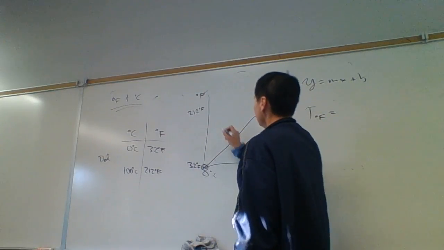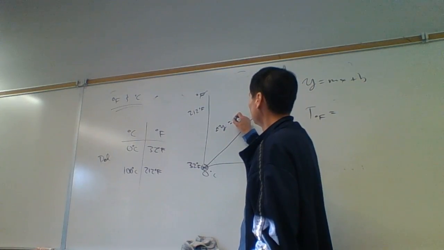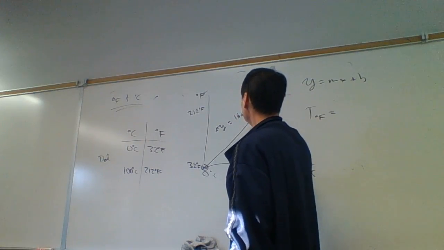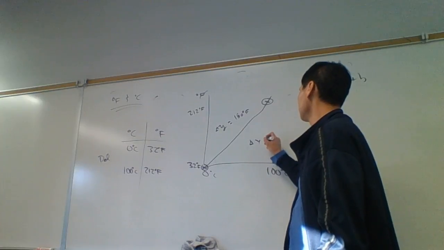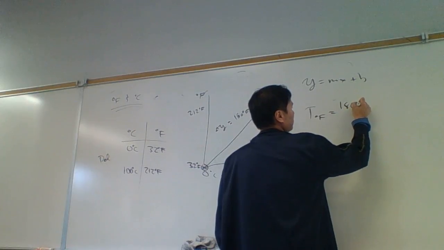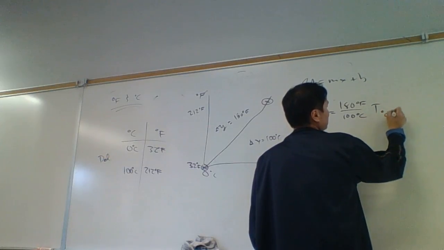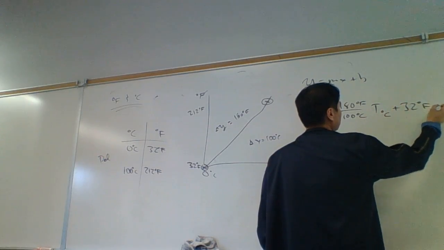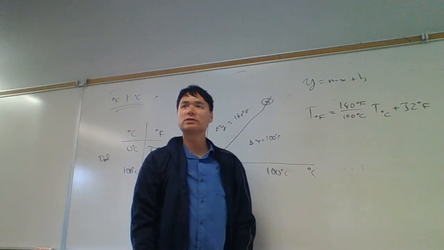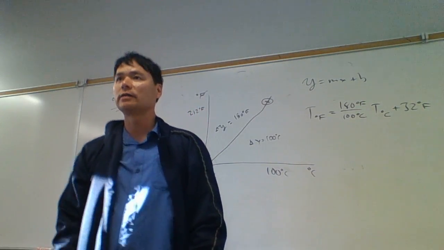m is the slope. So what is delta y? 212 minus 32 is 180 degrees Fahrenheit. Delta x is 100 minus 0, which is 100 degrees C. And so the slope is 180 degrees Fahrenheit over 100 degrees C. x is the temperature in degrees C. b is the intercept, which is 32 degrees Fahrenheit. And so this is the mathematical equation, and this we call a law, right? This is the law of the relationship between Fahrenheit and Celsius.